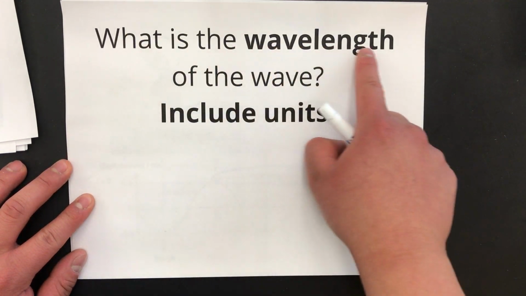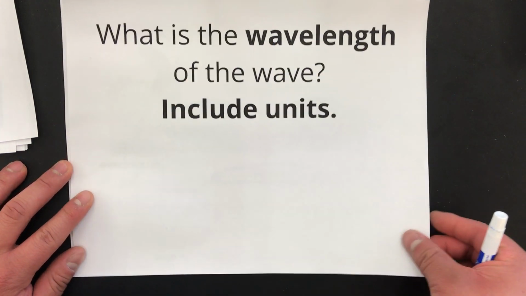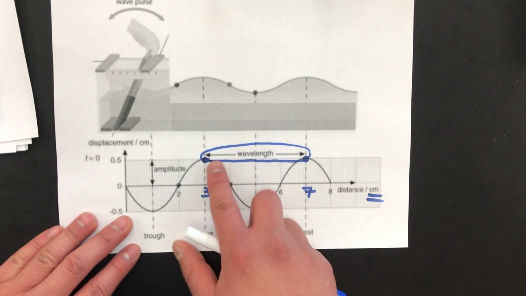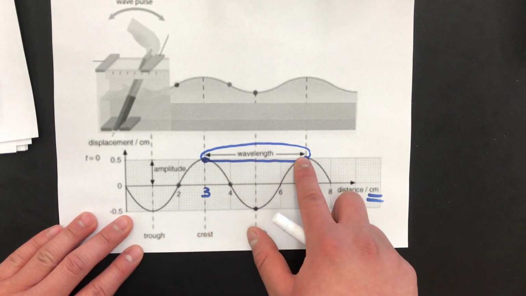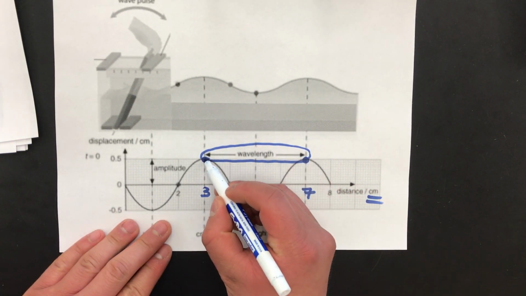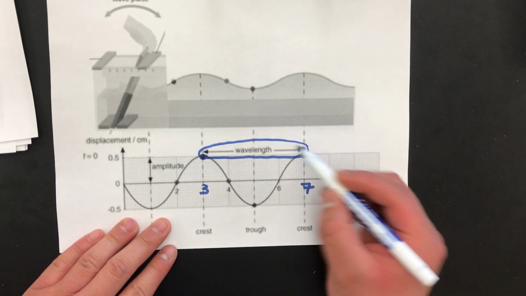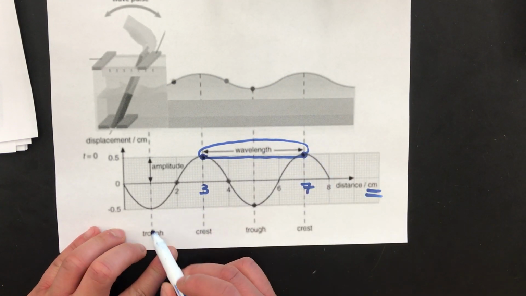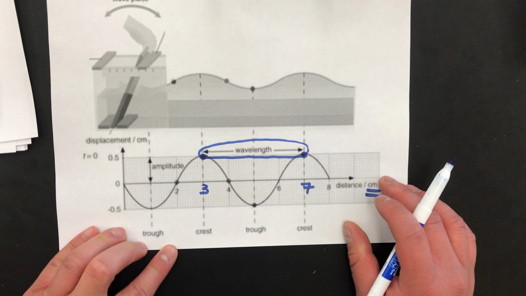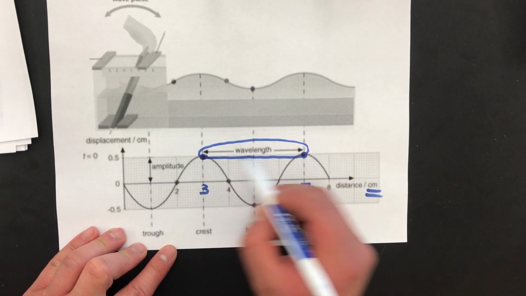What is the wavelength of the wave? Include the units. Okay, well, fortunately, the wavelength is already labeled for us here. It's the distance between one wave to the next wave, from crest to crest, or from trough to trough, bottom to bottom. Up to you, but I usually like to do crest to crest.